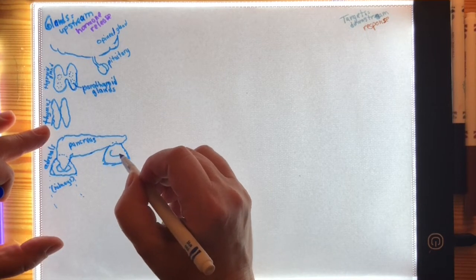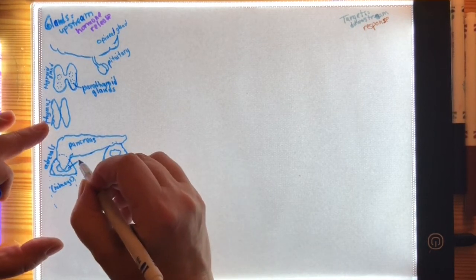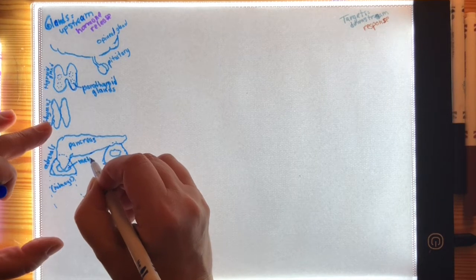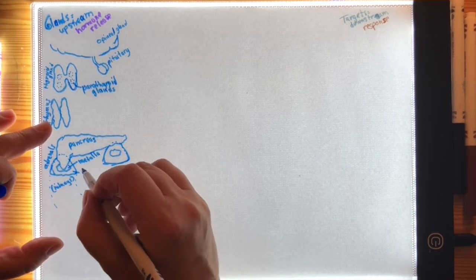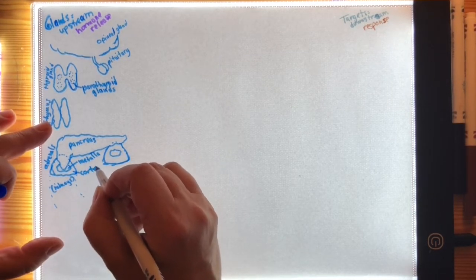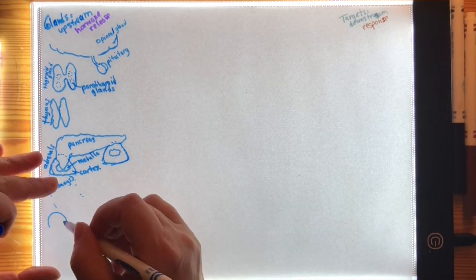There's 2 structures on the adrenal glands that we're interested in. We're interested in the adrenal medulla, which we actually discussed in the last unit. And we're also interested in the adrenal cortex. The medulla is in the middle, and the cortex is along the outside.